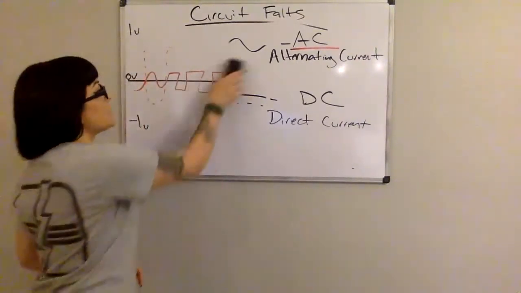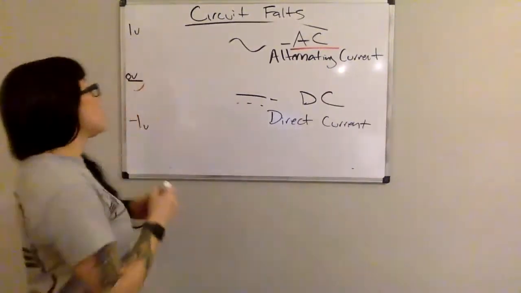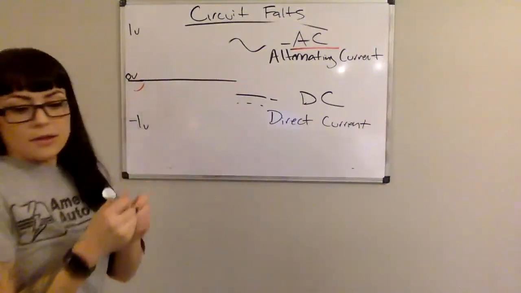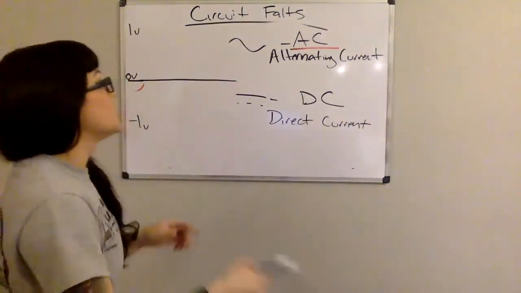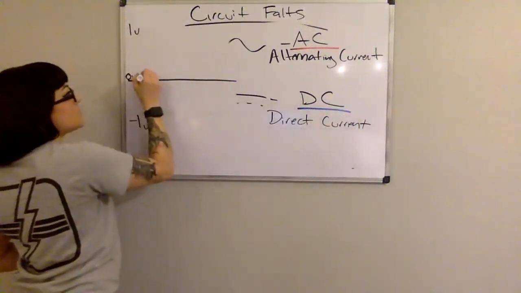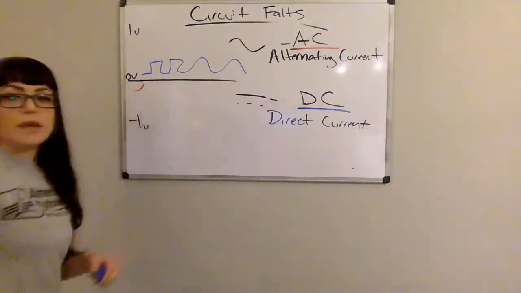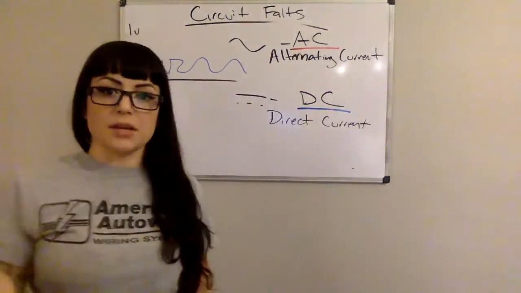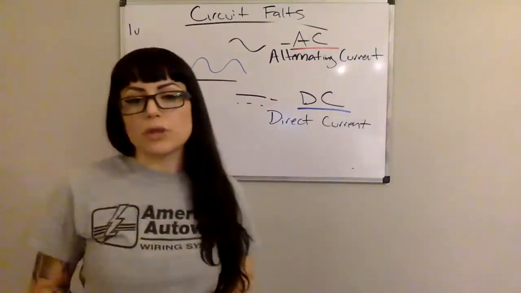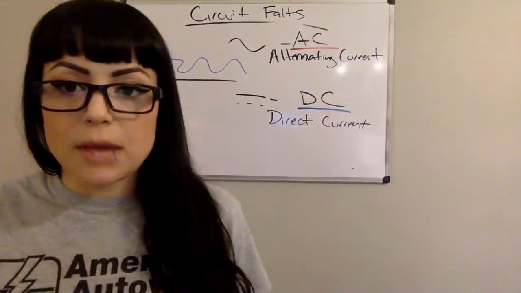But if we're looking at DC instead, DC is direct current, meaning that, and I'll color code this one blue, DC stays positive, whether it's a square wave or whether it's a sine wave. It never ventures down into the negative side. So that's just something to think about when you're measuring. If you accidentally measure using the wrong one, you're gonna get bad readings.